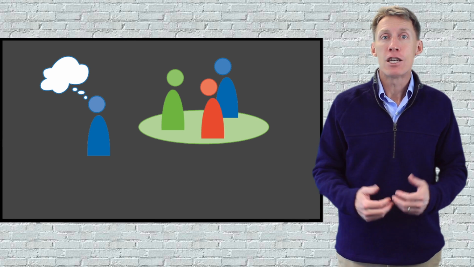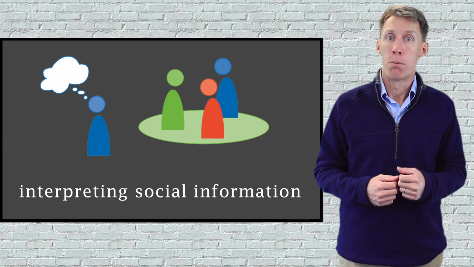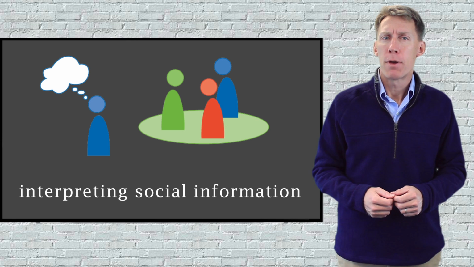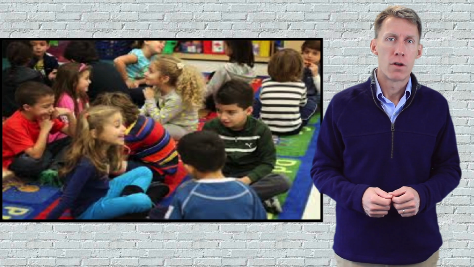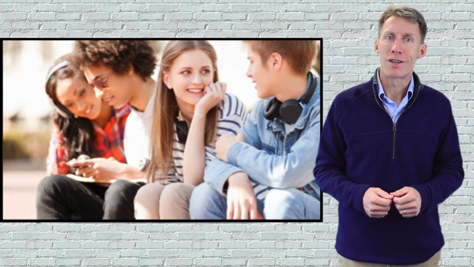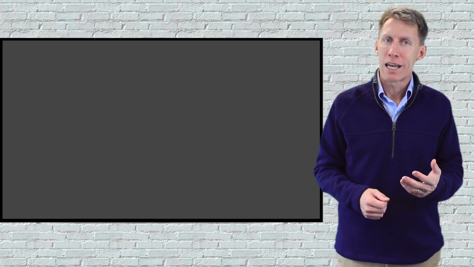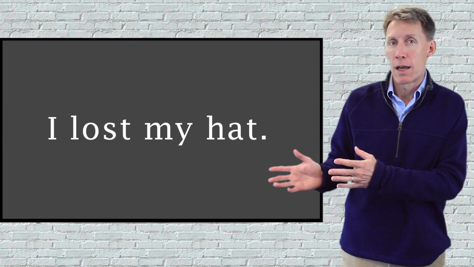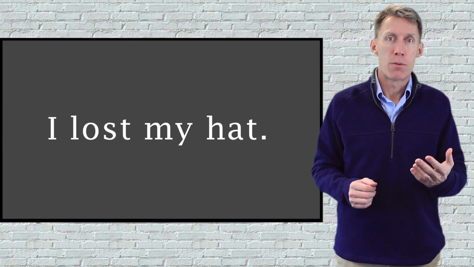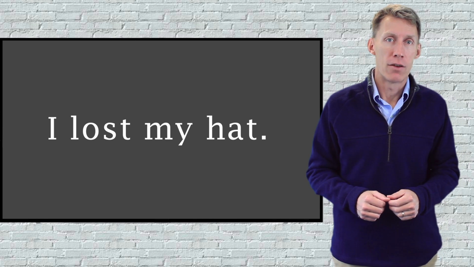The first is interpreting social information, much of which is verbal, like picking up social lingo and nuance. It can be really hard for some kids to keep up with the rapid pace of social language. A lot of social communication is subtle, such as how we use voice inflection. For example, the sentence, "I lost my hat," could mean several things depending on which word gets emphasized.